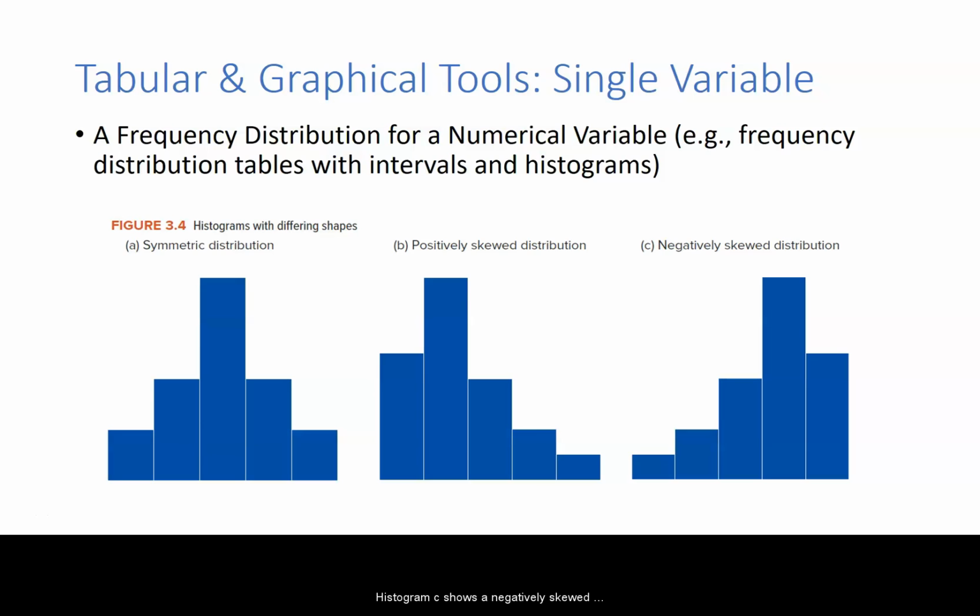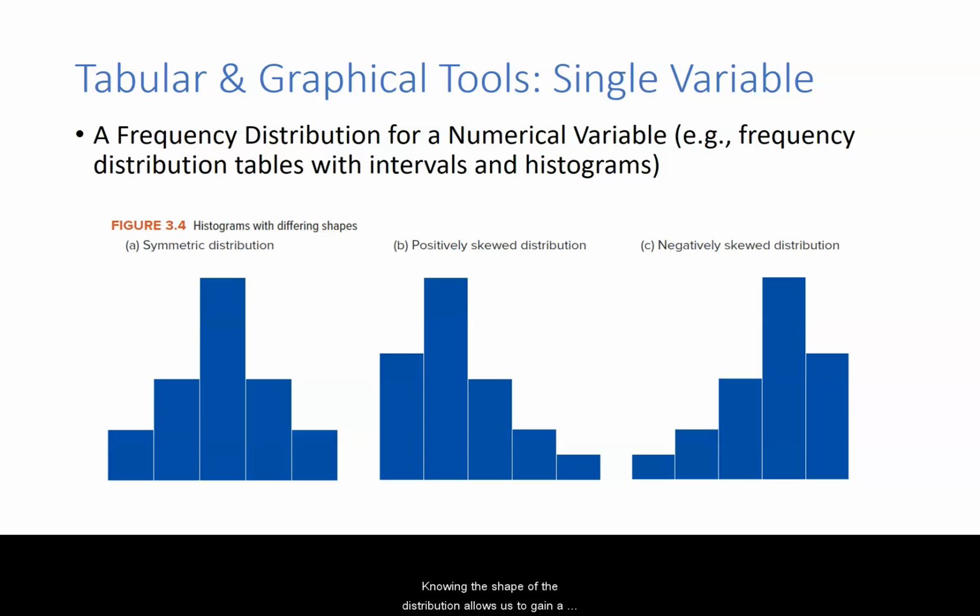Histogram C in this slide shows a negatively skewed distribution, which has a long tail extending off to the left, suggesting the presence of a small number of relatively small values. In a negatively skewed distribution, the median is greater than the mean of the variable, as the few very small numbers would deflate the mean of the variable.